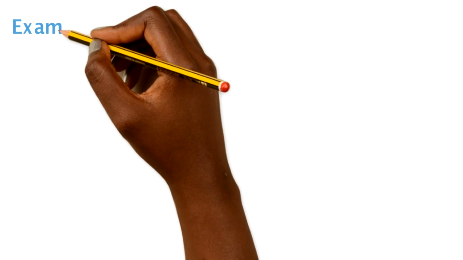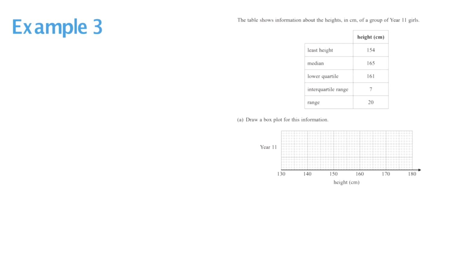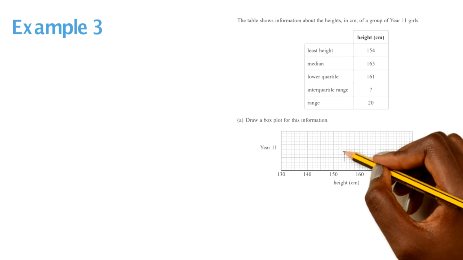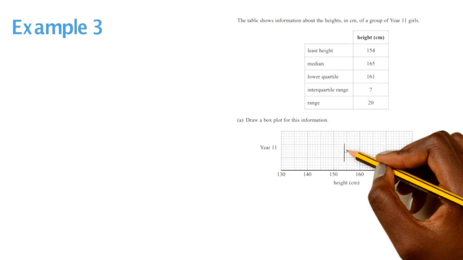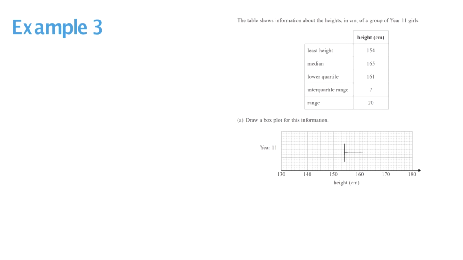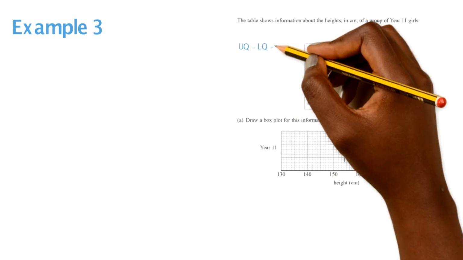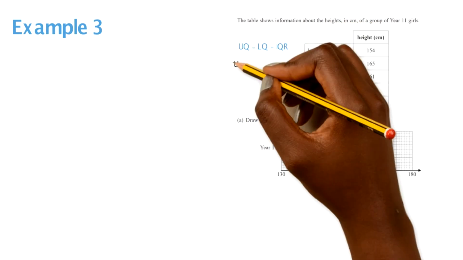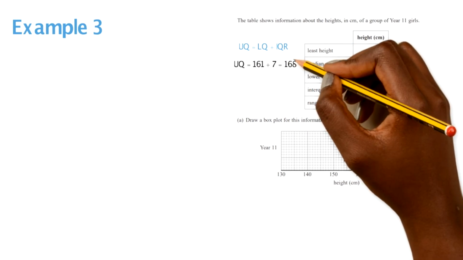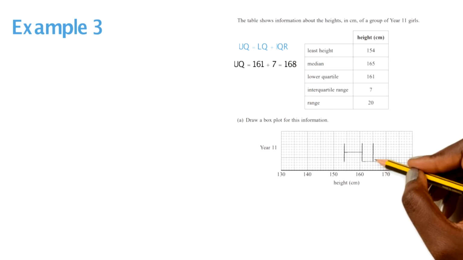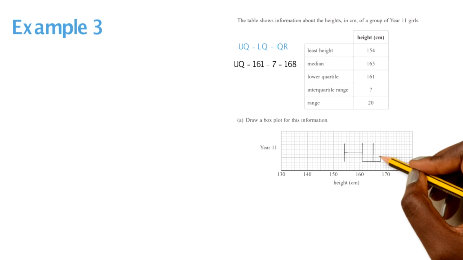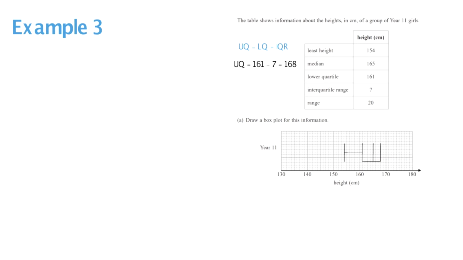So example 3. Now it wants us to draw a box plot. We know that the stick at the lower end is our lowest value, so we can plot that down because it's given us the least height. And then we have to draw that line connecting the lowest value and the lower quartile. We know our lower quartile has been given, and we know our median. To work out the upper quartile, the higher end of the box, we're going to add our lower quartile and interquartile range, which is 168. So we can now connect the lower quartile and the upper quartile together.